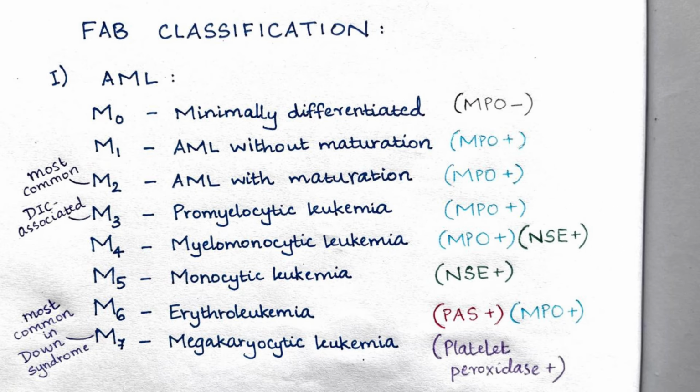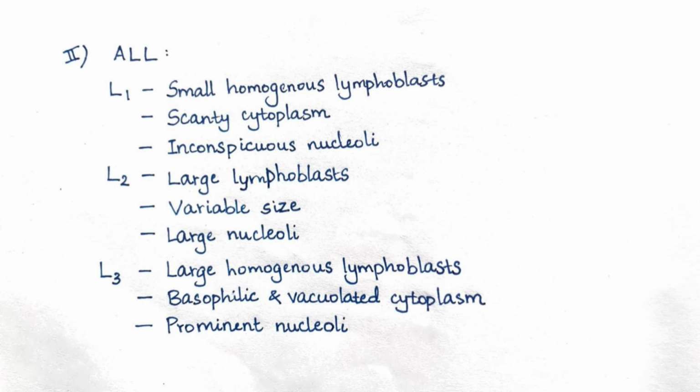AML M2 is the most common type of AML. M3 is associated with disseminated intravascular coagulation, and M7 is the most common type in Down syndrome. According to FAB classification, acute lymphoblastic leukemia can be divided into 3 types, L1, L2 and L3.